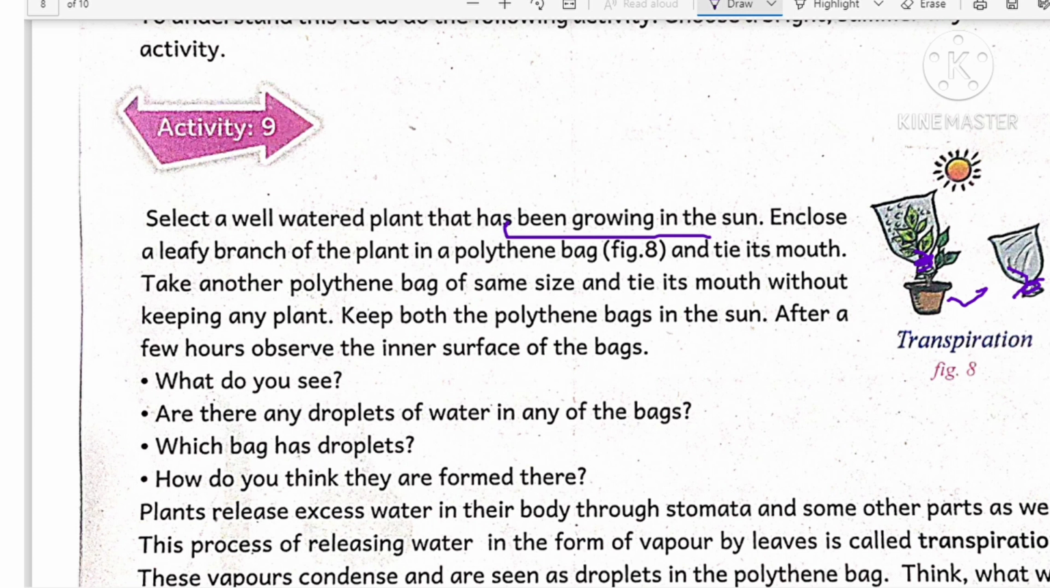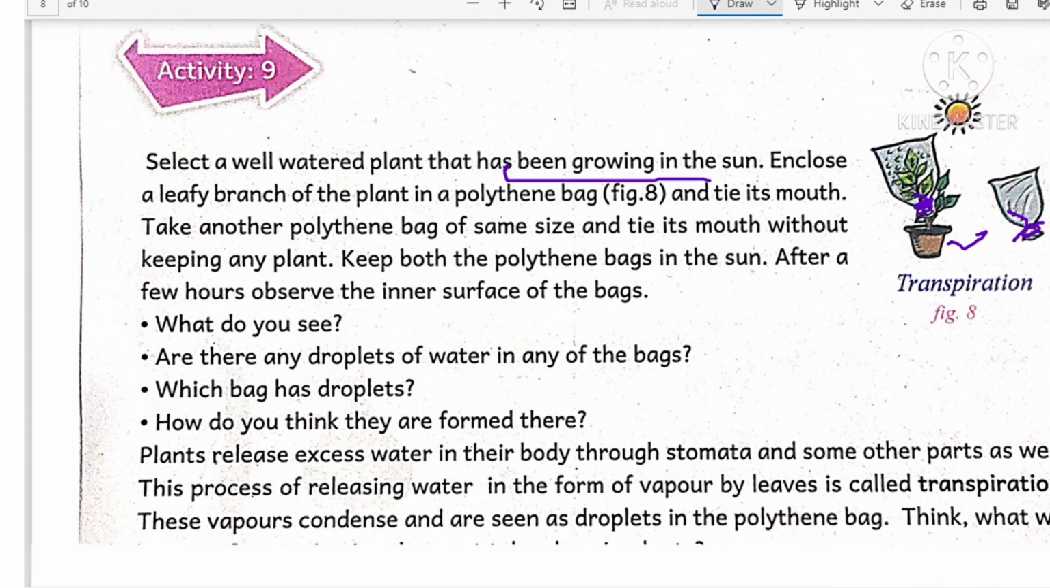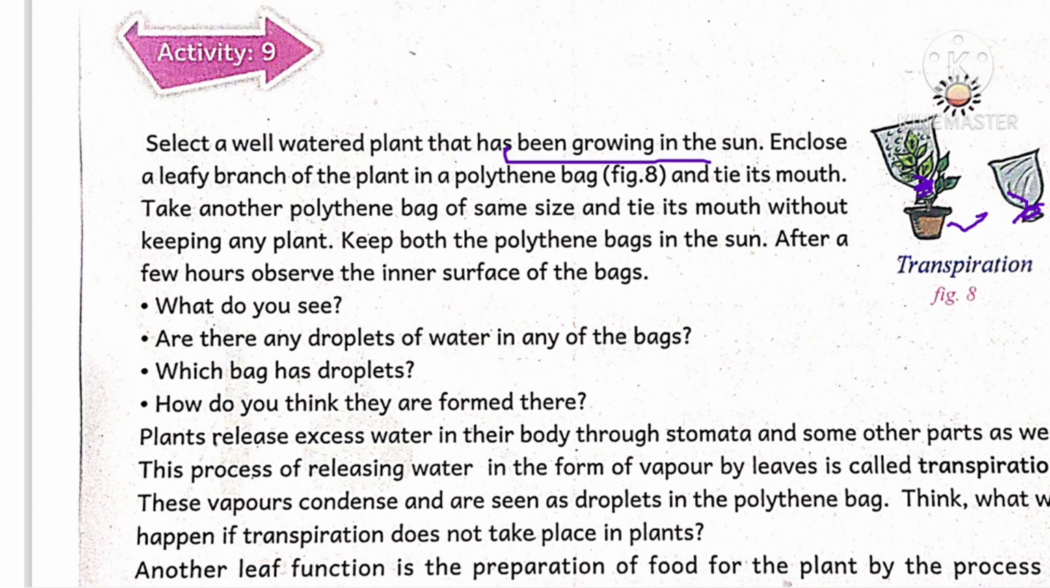Okay, we want two polythene bags, one tied on the branch and one bag without any plant, tied with thread. Keep both the polythene bags in the sun. After a few hours, observe the inner surface of the bags. Okay, so what do you see in these bags? We see some droplets in the polythene bag that is tied on the plant, but we do not observe any droplets in the empty bag.